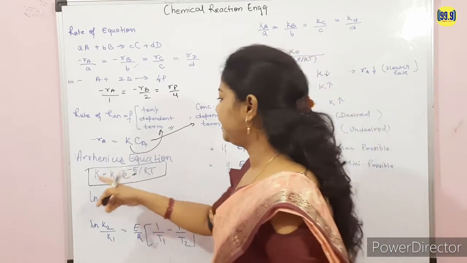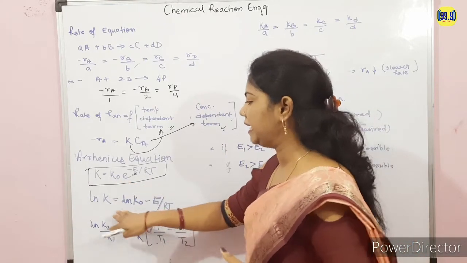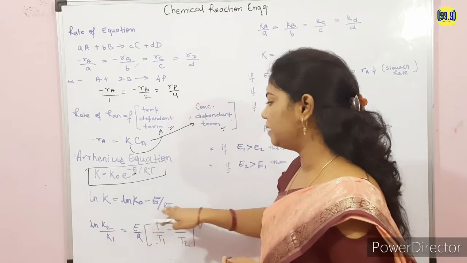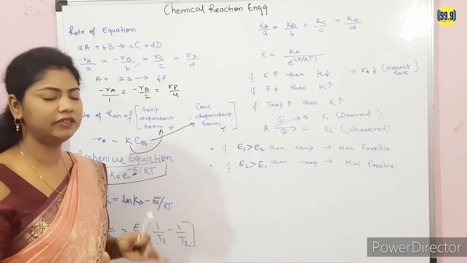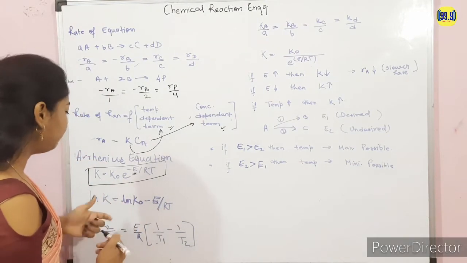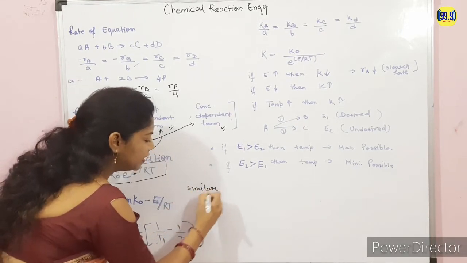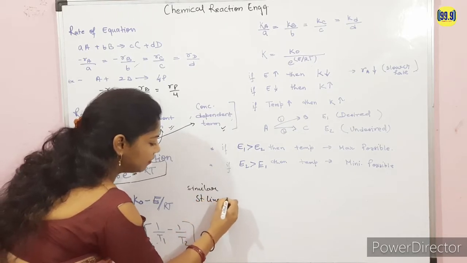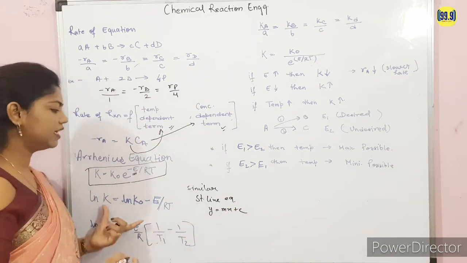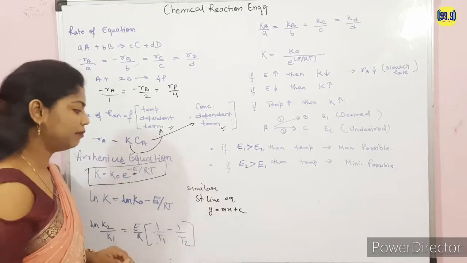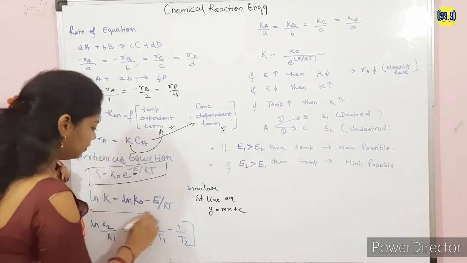If we take the logarithm on both sides of the Arrhenius equation, it becomes ln k equals ln k naught minus E upon RT. After this simple mathematical step, we get an equation similar to the straight line equation, y equals mx plus c. You can see that this equation is almost the same as y equals mx plus c.